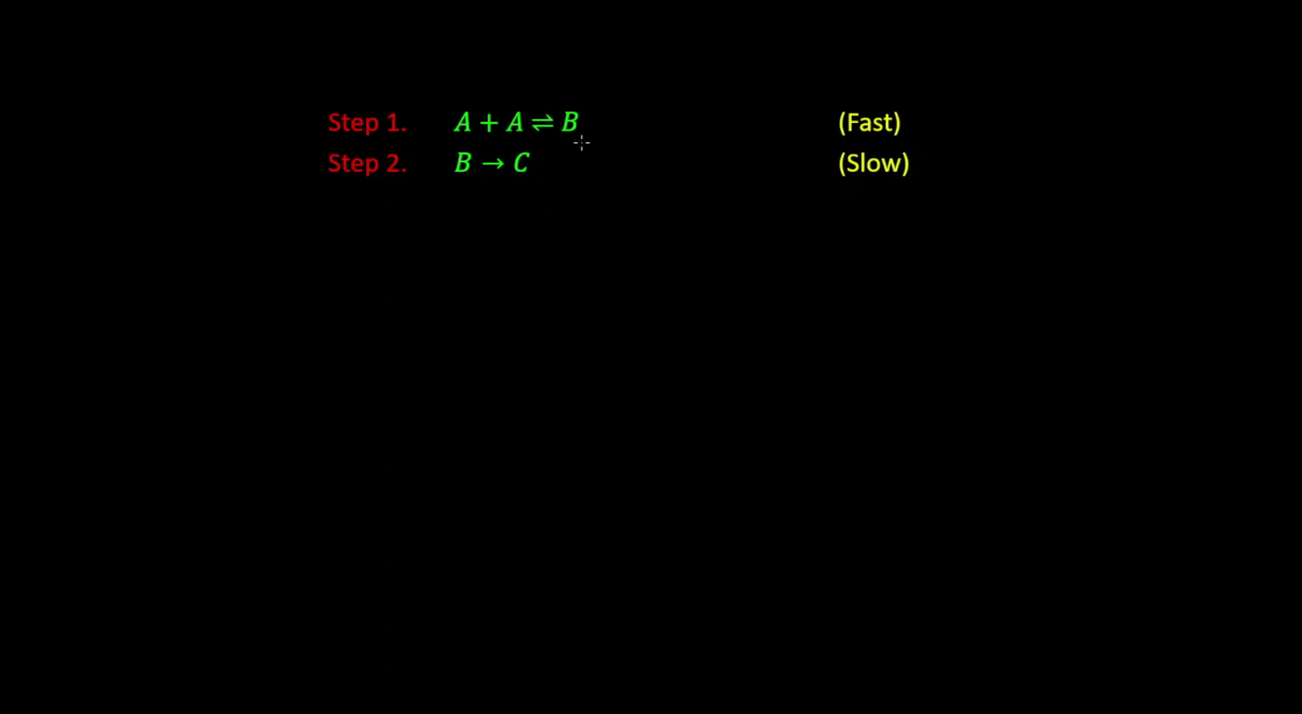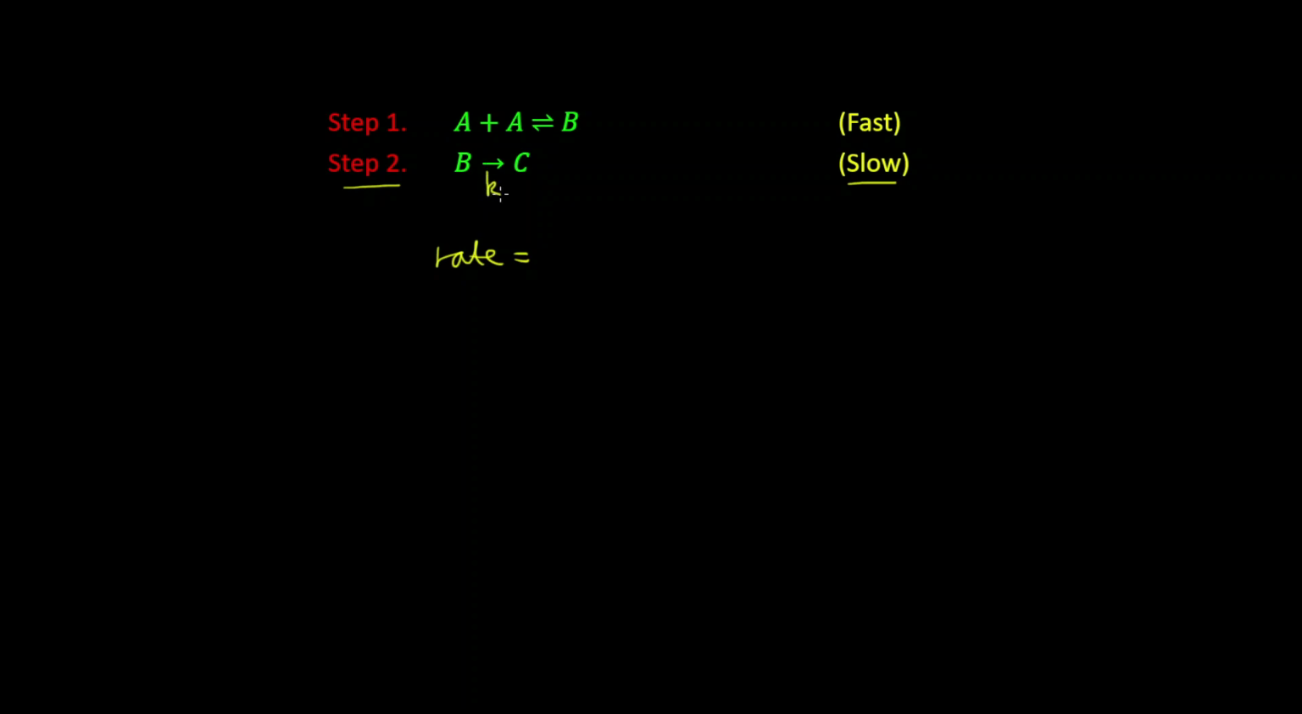In this video, we're going to use another method to determine the rate law for a reaction. And this time we're going to use the pre-equilibrium approximation, because we're given that step 2 is the rate determining step. So it's the slow part of the reaction. So therefore we can write our rate law based on this step.